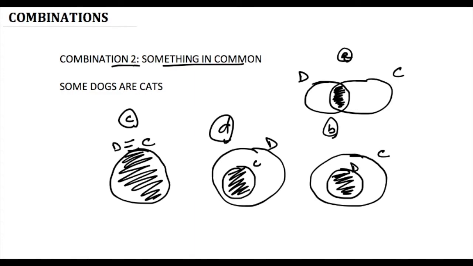These are the four sub combinations that can be made when you're being talked about some dogs are cats, or something in common between two variables. So you make all these four combinations and then you go on to solve the question. We'll understand how you utilize these four combinations. Right now just remember that when two variables have something in common, then these four sub combinations can be made.